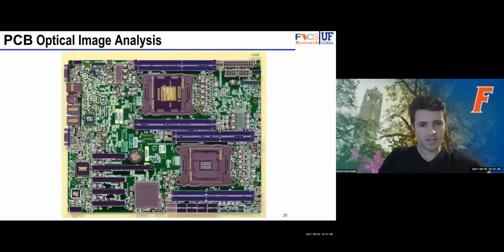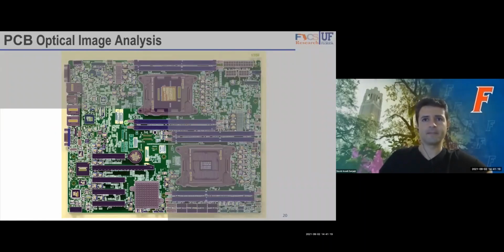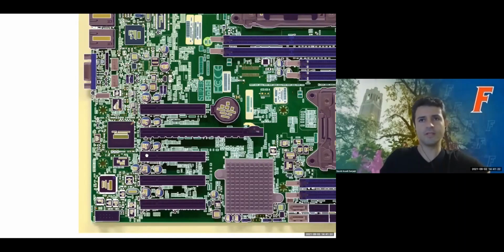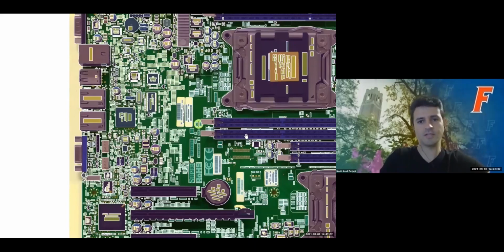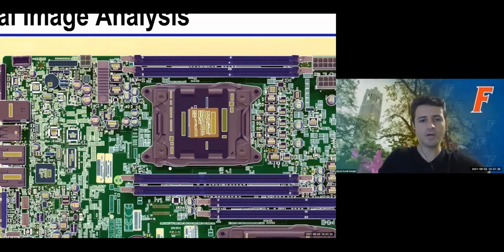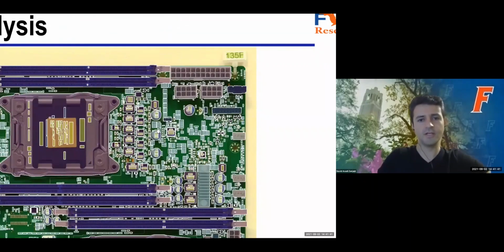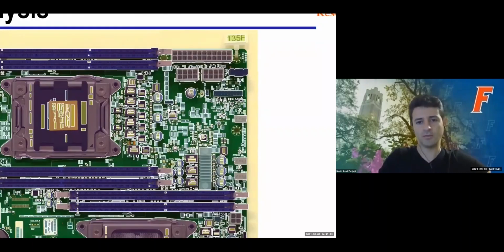So here is a quick look at our most recent developments on optical. I don't know if you guys can see when I zoom in on this little corner of the board. So this is our most recent tool that we have used to try to localize the components and the reference designators in an automated way. So we aren't really detecting what they are. We are just detecting where there is something.